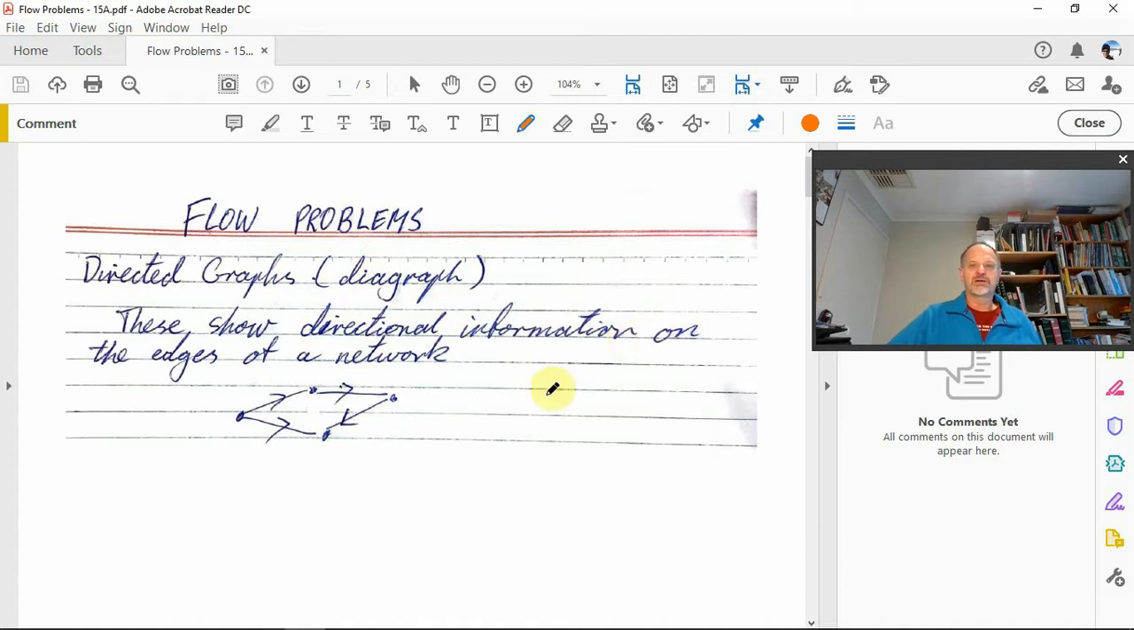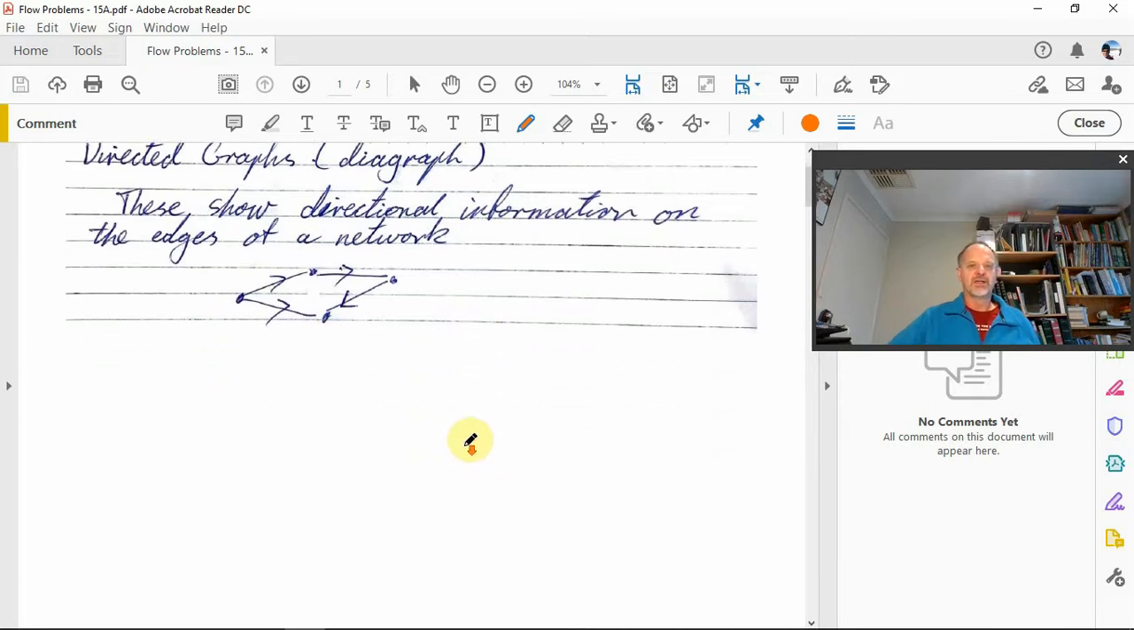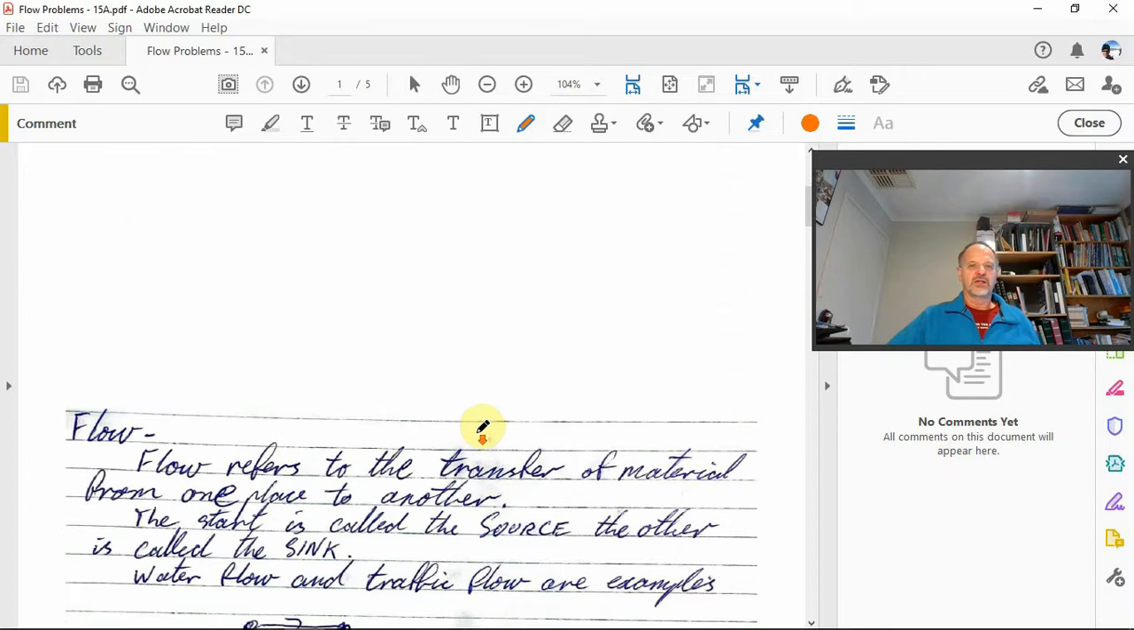They show directional information on the edges. So here we go, this particular one has just 4 vertexes, 4 edges joining up, and the arrows show where you can go. You can only go in the direction of those particular arrows. You can't go the other way. All right, so that then leads again to flow.